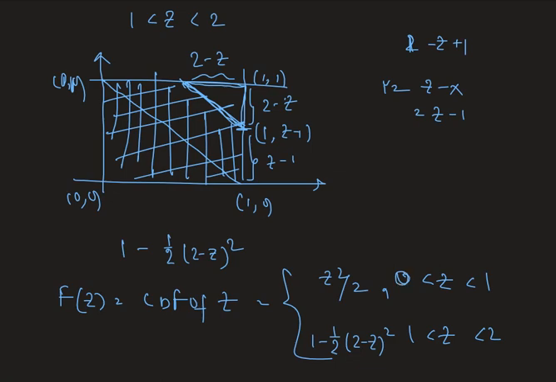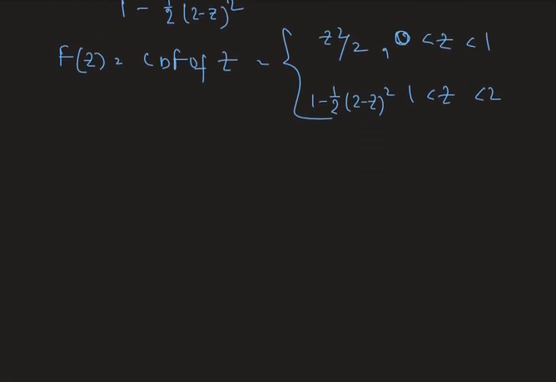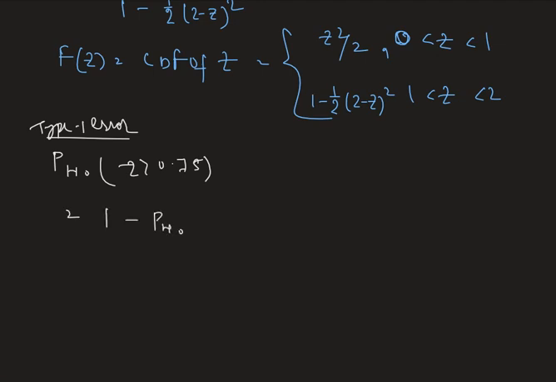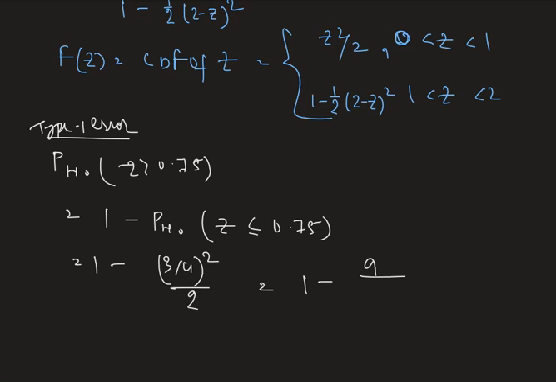Now the type 1 error is probability under H naught z is greater than 0.75. So we can write 1 minus probability under H naught z is less than or equal to 0.75. The value of probability z less than or equal to 0.75 is nothing but z squared divided by 2, where the value of z must be 3/4 or 0.75. So we get (3 by 4) whole square divided by 2. This results in 9 by 16 divided by 2, that is 9 by 32, therefore 1 minus 9 by 32.